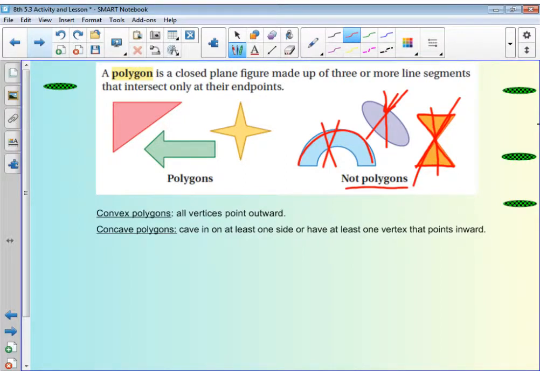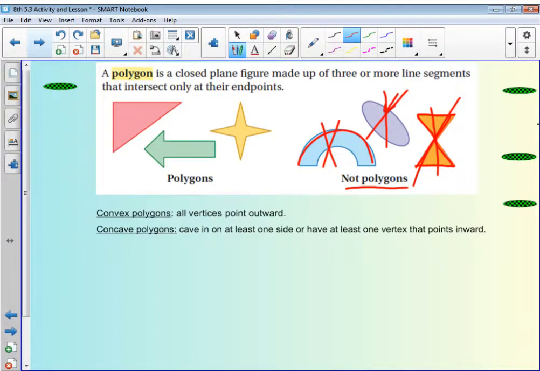We also reviewed in our activity what a convex polygon is and a concave. Convex is where all of your vertices point outward. A concave polygon is going to cave in on at least one of the sides and have at least one vertex that points inward.